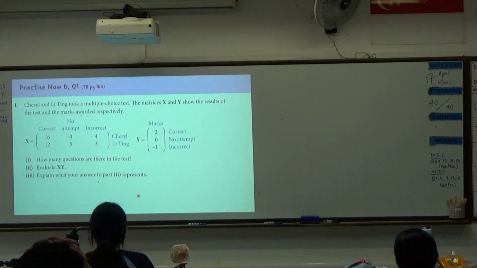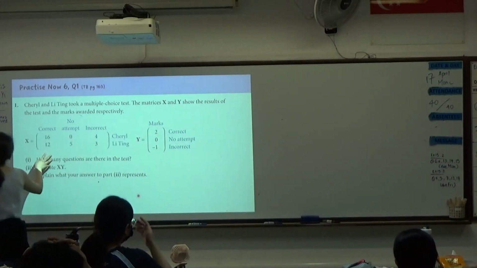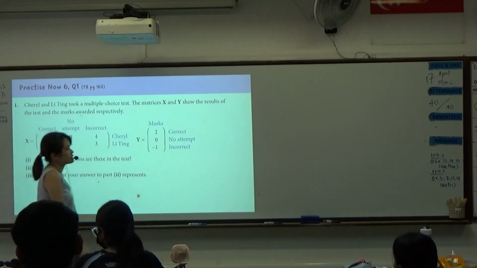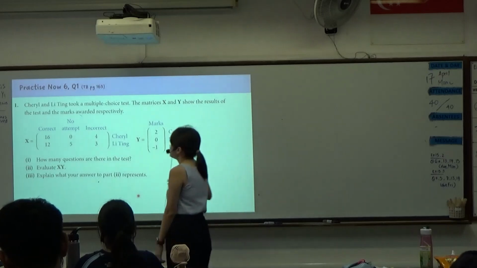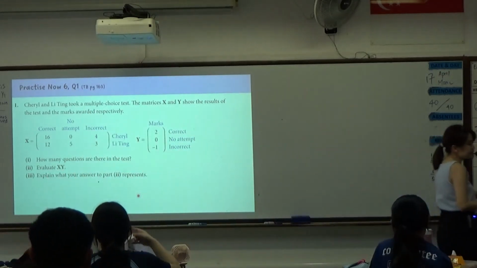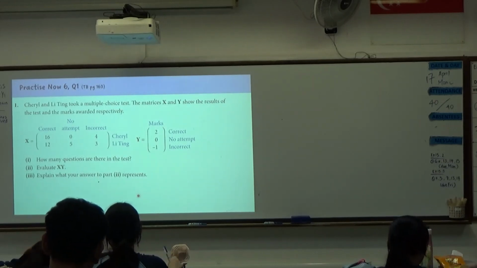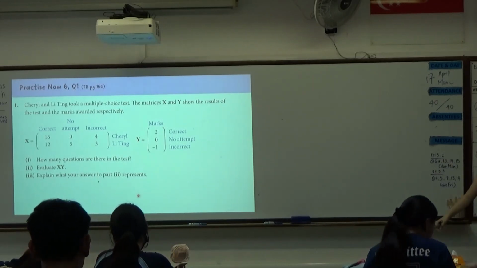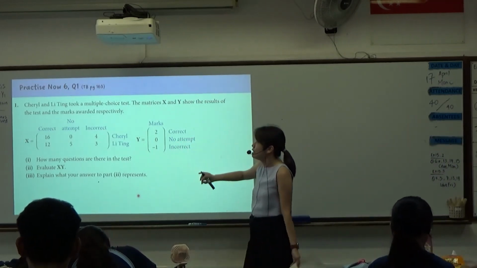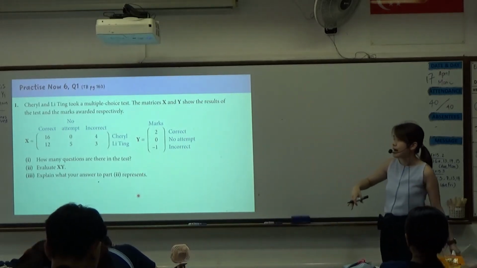So we'll now go into our practice now 6 question 1, directly tackling a problem sum like this. Problem sums are very common when it comes to matrices questions. In this particular question, it says that Cheryl and Li Ting took a multiple choice test. The matrices show the results of the test and the marks awarded respectively. Part I is asking how many questions are there in the test.